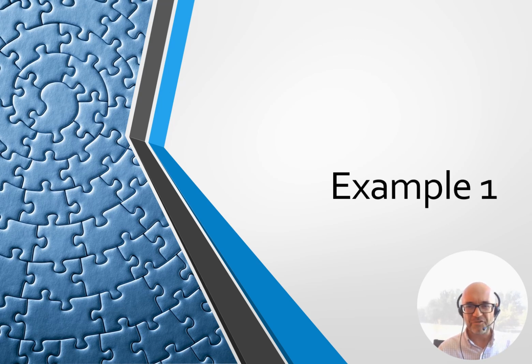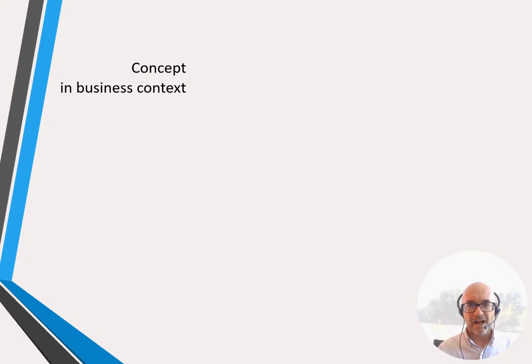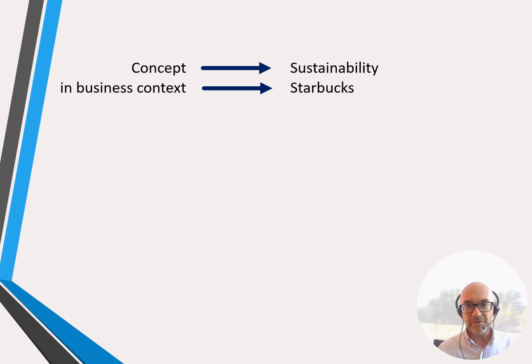Here is now my first example. I need to start by choosing a concept and a business. I need to have a business organization. My chosen concept is sustainability because I am really interested in topics of sustainability, and there is a brand of coffee chain I really like. It is called Starbucks. So I decide to do my IA about Starbucks.